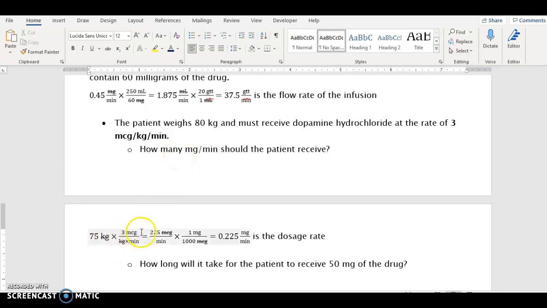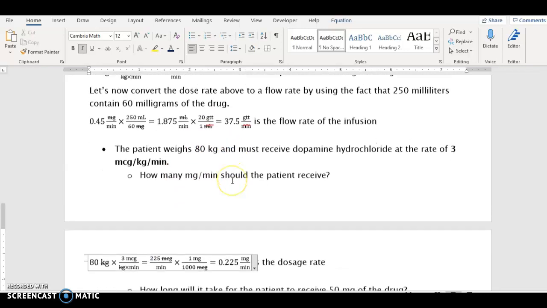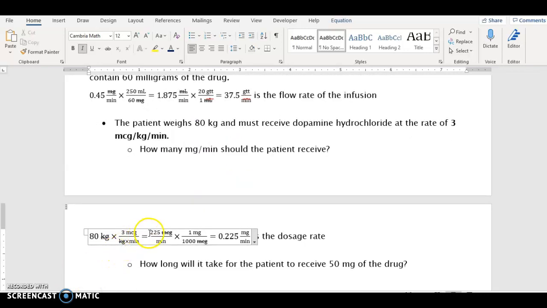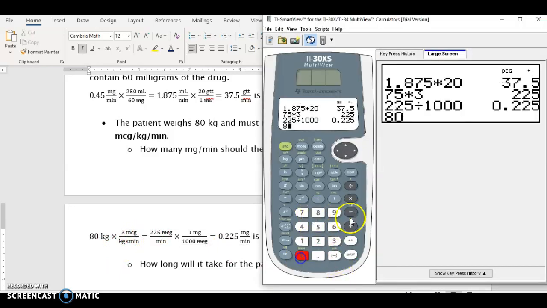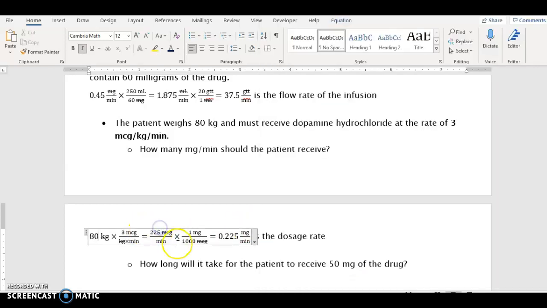So I did make a mistake, so I apologize. It's actually 80 kilograms is the patient's weight, not 75. I was confusing that with a different problem. So 80 kilograms is the patient's weight. So 80 times 3. Let me just quickly fix this. So 80 times 3 is equal to 240. So you replace that 225 with 240.